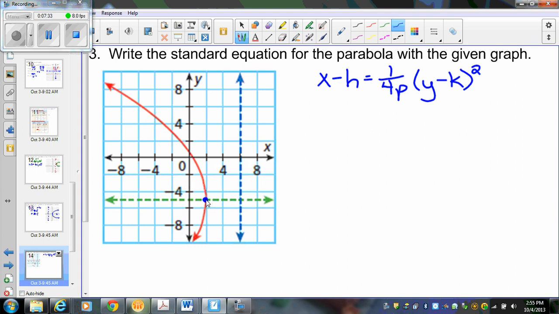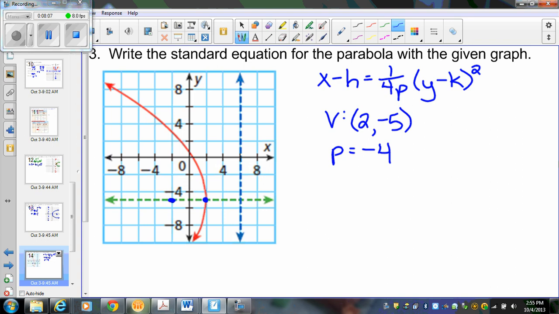Well, my vertex, notice how your axes are being counted. They're being counted by 2's. So my vertex is at (2, -5). And then for my p-value, I don't have a focus point that I can count to, but I can count backwards to my directrix line. So that's 2, 4. So since that's positive 4, p would have to be negative 4 units to get to my focus.